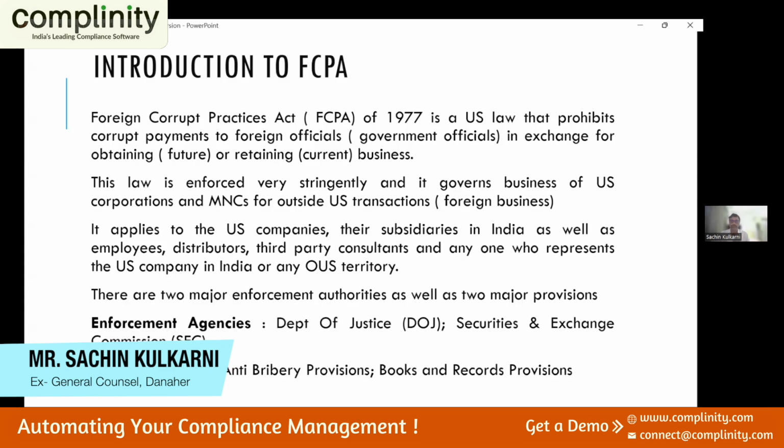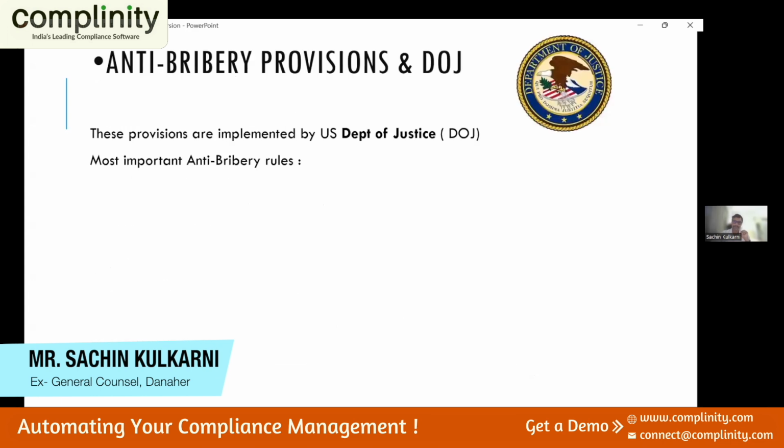There are two important provisions and two important authorities, and I will take you through them in detail in the coming slides. The Department of Justice is responsible for enforcing certain provisions in this law, and the Securities and Exchange Commission is another body; I will walk you through more details. There are two major provisions of this law that impact us. The first set is the anti-bribery provisions, and the second set is the books and records provisions. So let's move on one by one.